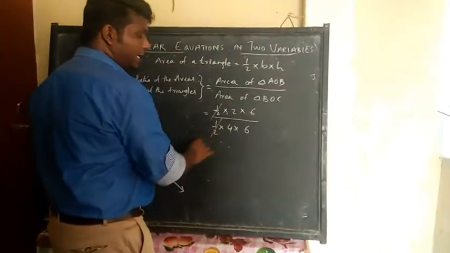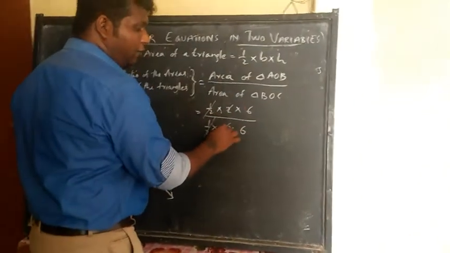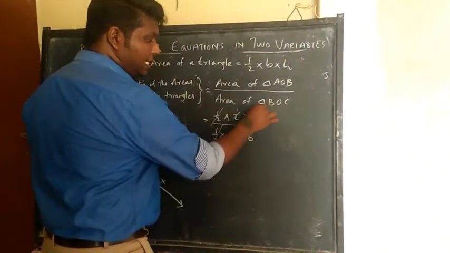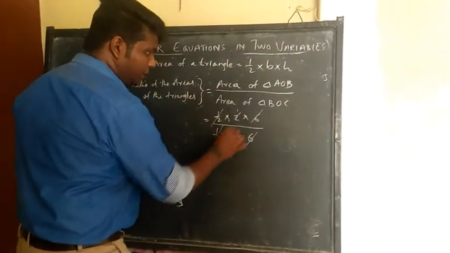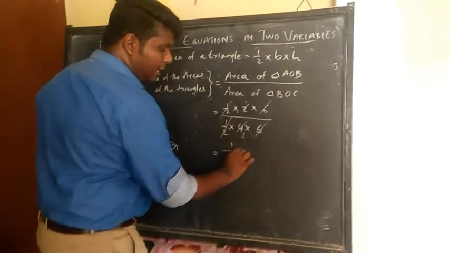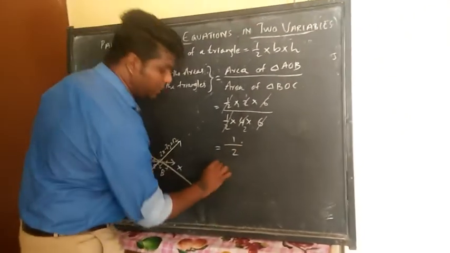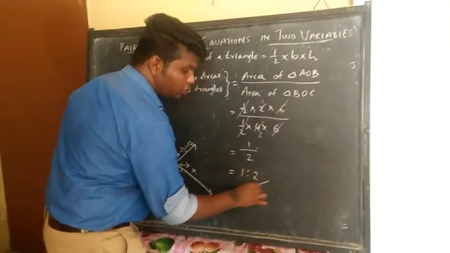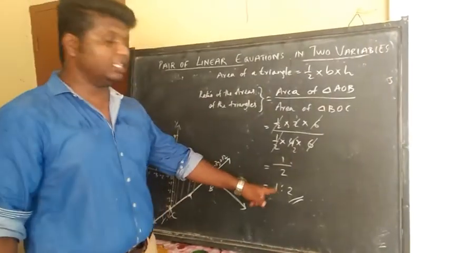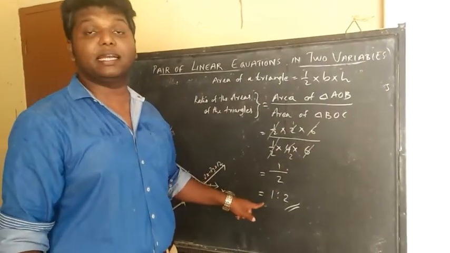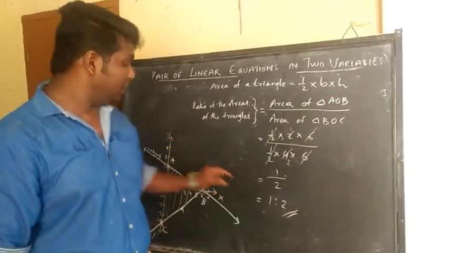And here it is clear, 1 by 2 and 1 by 2 we can cancel. This 2 and 4 get cancelled 1 time and 2 times. 6 and 6 get cancelled. That means in the numerator there is only 1 remaining, and in the denominator there is only 2 remaining. That means that is equal to 1:2. Always we put the ratio in this particular manner. We will read it as 1:2.